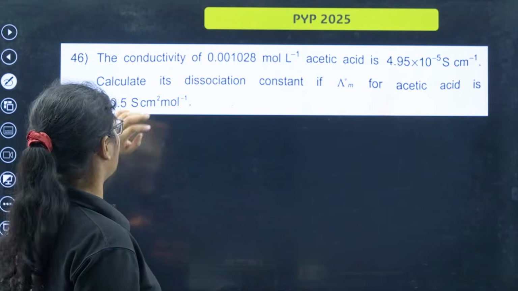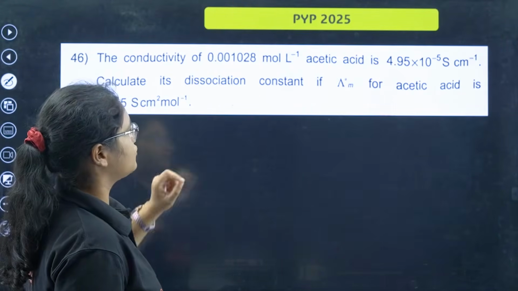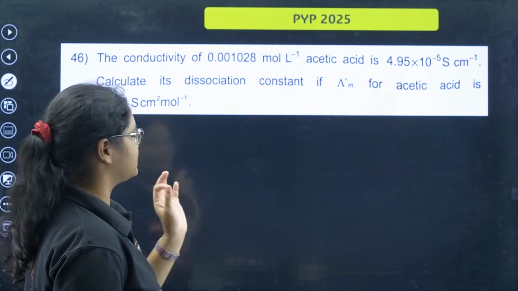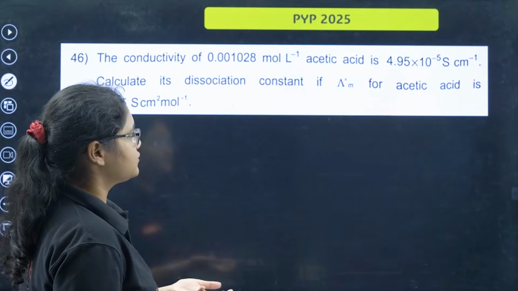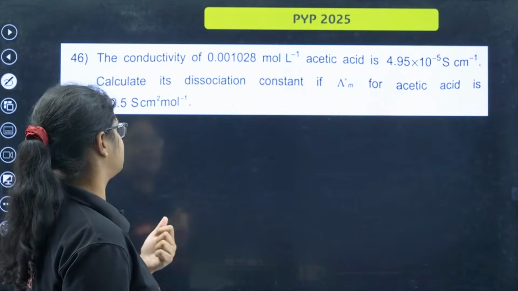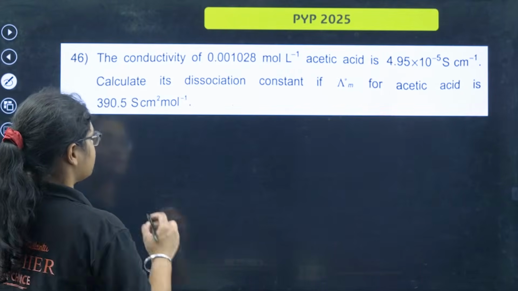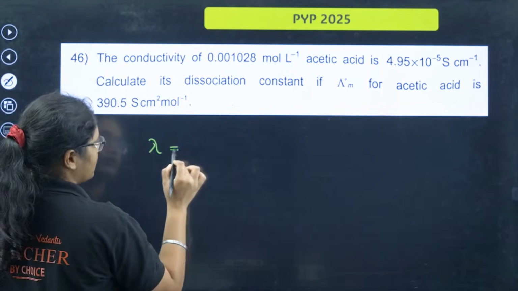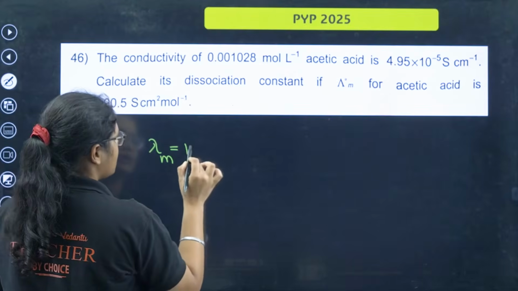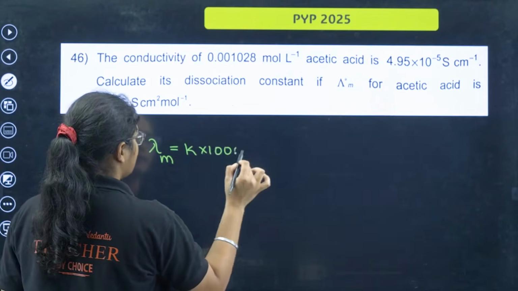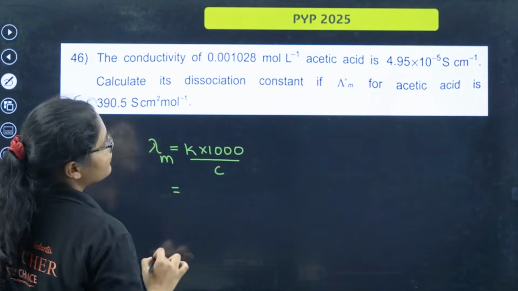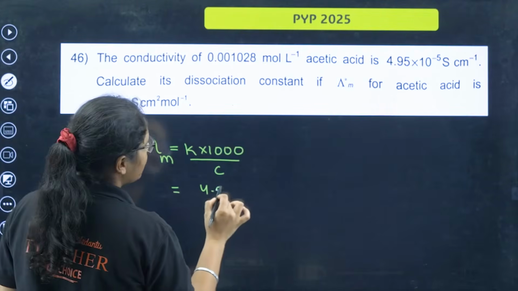Next question is about the conductivity of 0.001028 mole per liter acetic acid, which is this much. Calculate its dissociation constant if lambda naught m for acetic acid is this much. This is very simple. First of all, you need to calculate the molar conductivity, that is equal to what? Kappa into 1000 by C. So what is the value of kappa that is given to me?